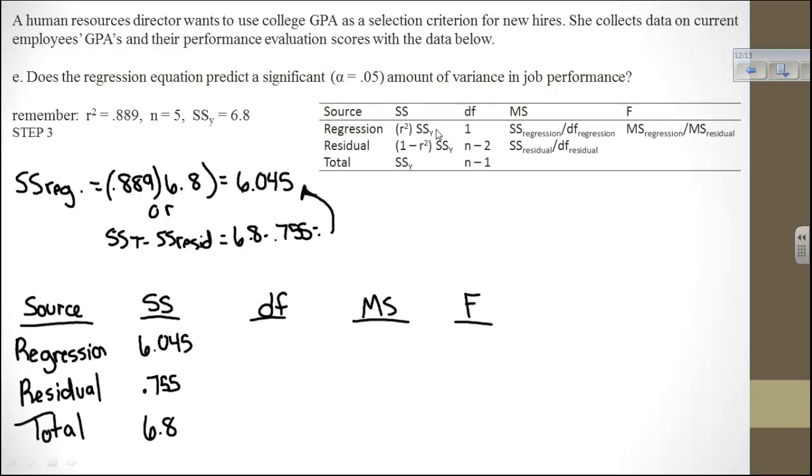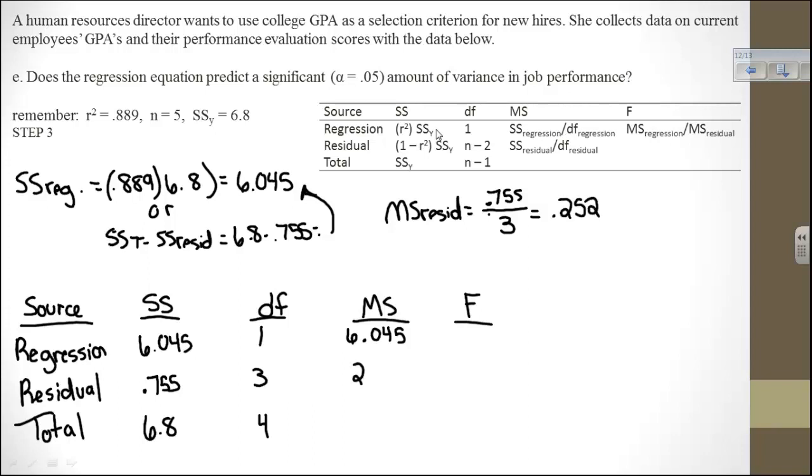All right, next step, degrees of freedom, boom, 1 automatically for regression. Degrees of freedom residual, n minus 2, 5 minus 2 is 3, and then 5 minus 1 is 4, 1 plus 3 is 4. Hooray! Mean squares regression. You just transfer over the sum of squares regression because we're doing single x value regression here. Then the mean squares residual is equal to 0.755 divided by 3. And 0.755 divided by 3 gives you 0.252.